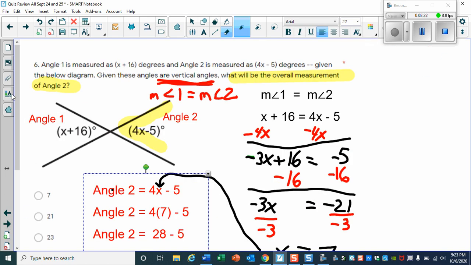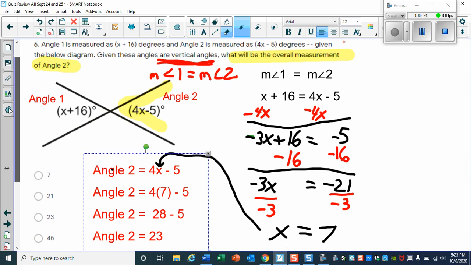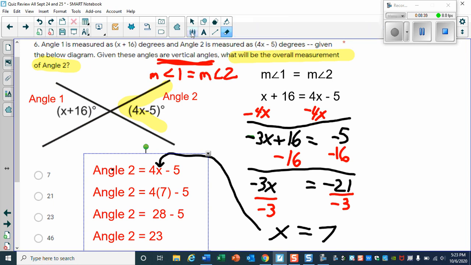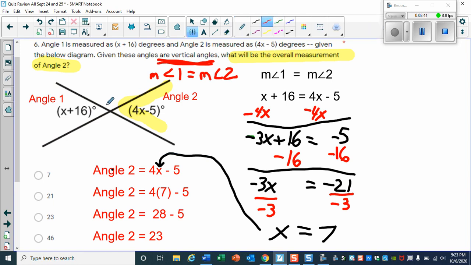Angle 6. It's problem 6. Angle 1 is x plus 16. Angle 2, 4x minus 5. Given these angles are vertical, since these angles are vertical, you set them equal to each other. That's the biggest connection right here.